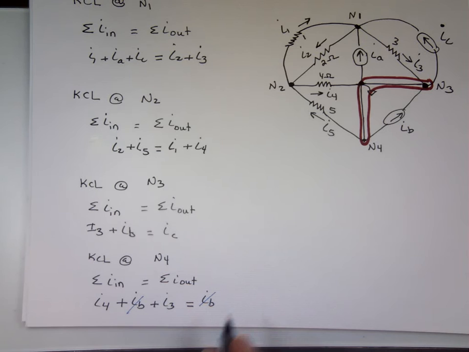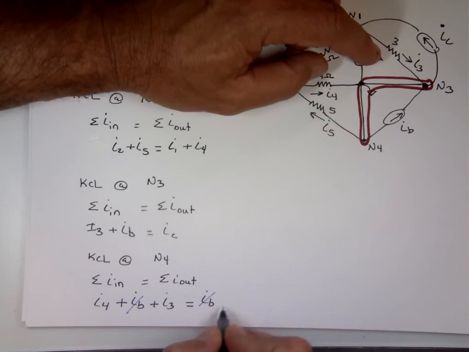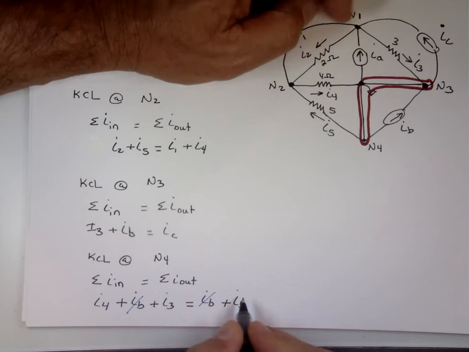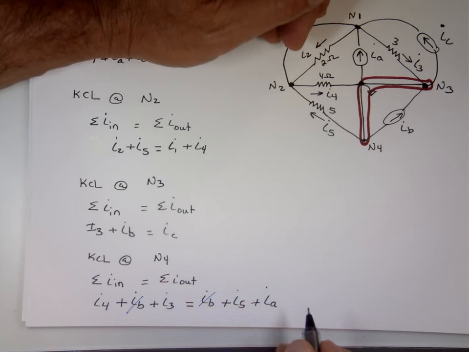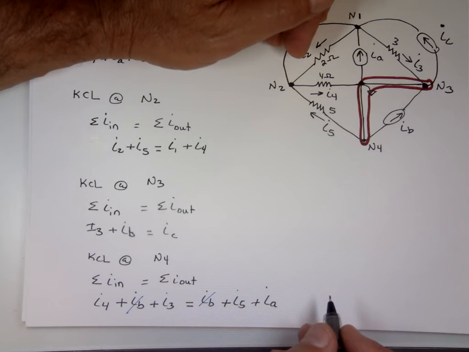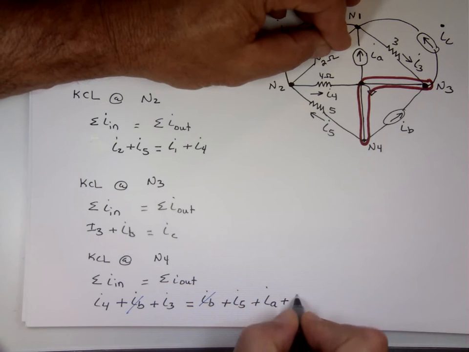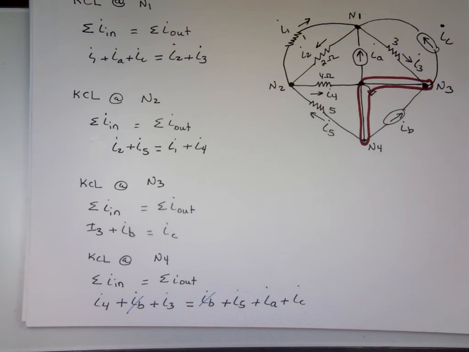And what else? I sub 5. I sub A. Do we have anything else? I sub C. Where's I sub C? So you have, for node D here, where's I sub 2? Nope, that's not going to it, I sub 2.